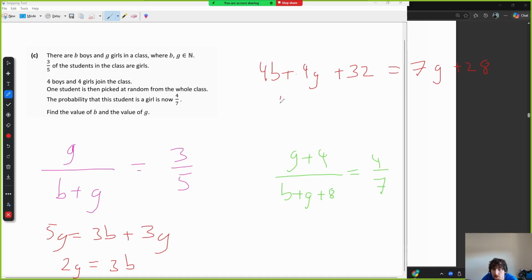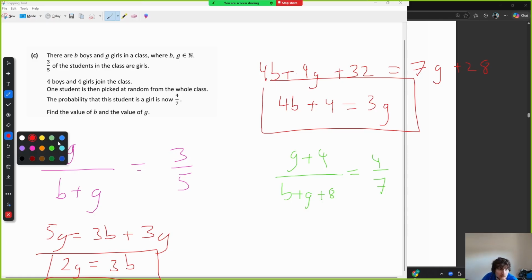And I'll keep the numbers this side. 4B plus 4, then when you bring the 28 over, 4B, and then you get equals 3G. So then circle up your tidied up equations for you and the examiner. Okay, so it's really just a junior cert problem from here now.